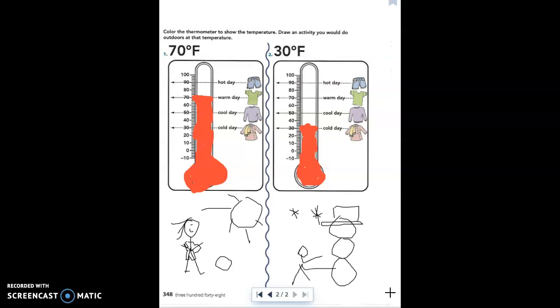All right. Finish up your math page, and when you're all done, give yourself a sticker. Good work.